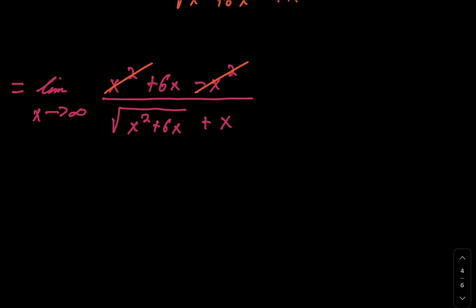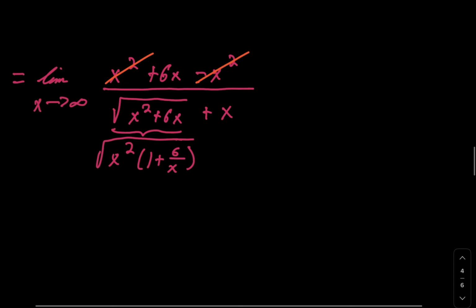So here is how we're going to go about solving this limit. We are going to work with this expression that's under the radical first, and we're going to factor out x squared. So we're going to have the square root of x squared times 1 plus 6 over x. All right, so that's what happens when we factor out x squared.